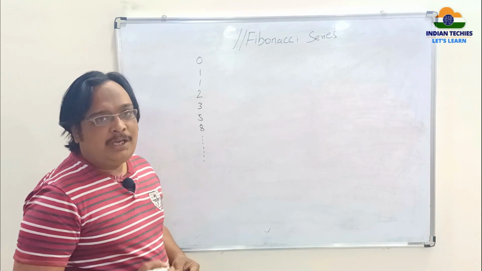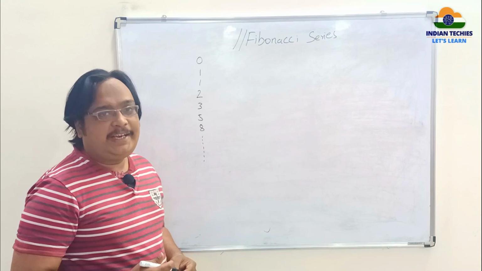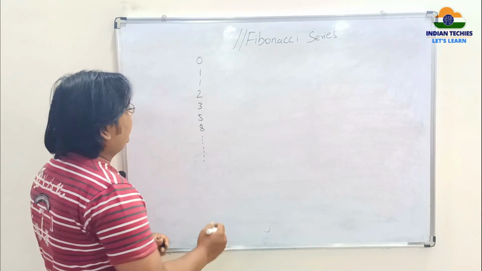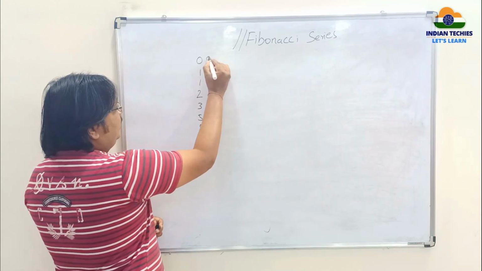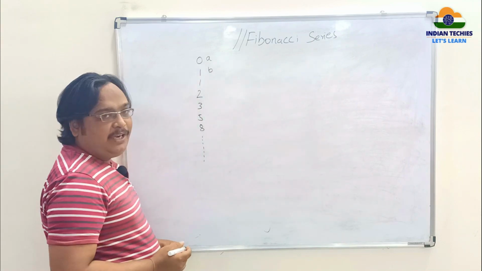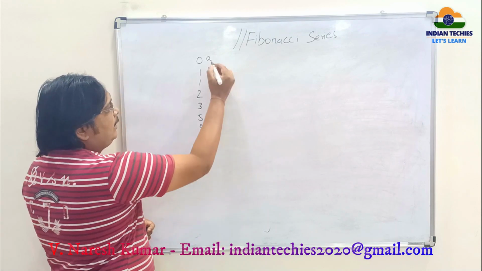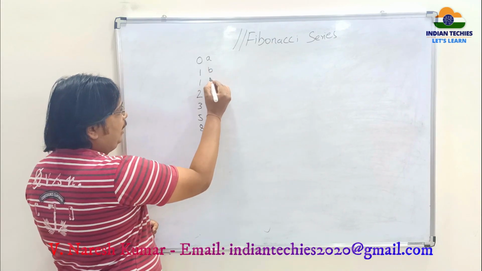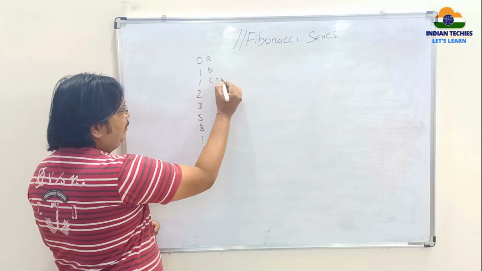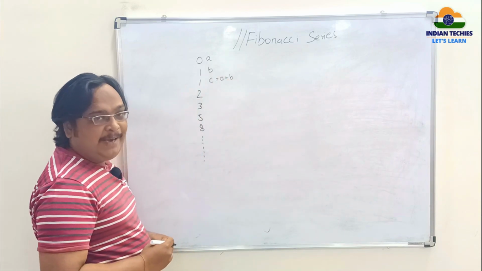Now, we have to write a program. Before writing a program, let's see how we are going to write this logic. For example, initially we will consider A as 0, B as 1. We have to add the previous number with the present number to get the next number. That is, A plus B, you will get C. C will always be A plus B.